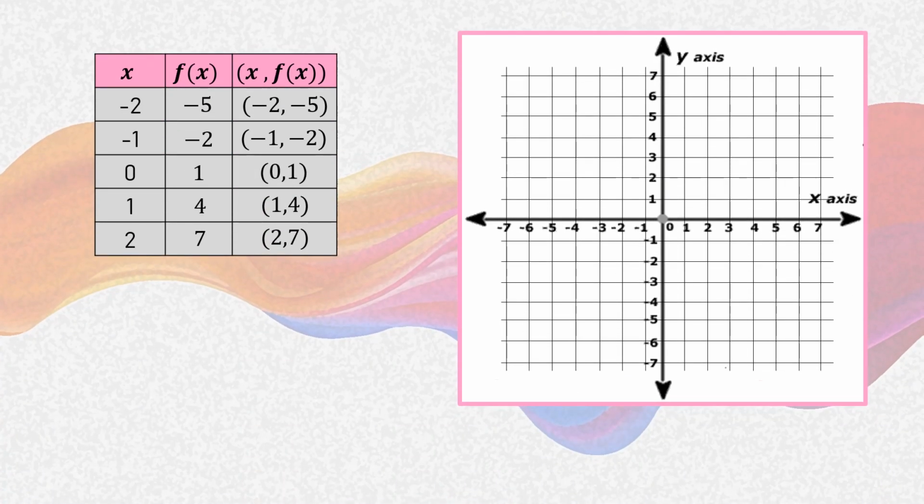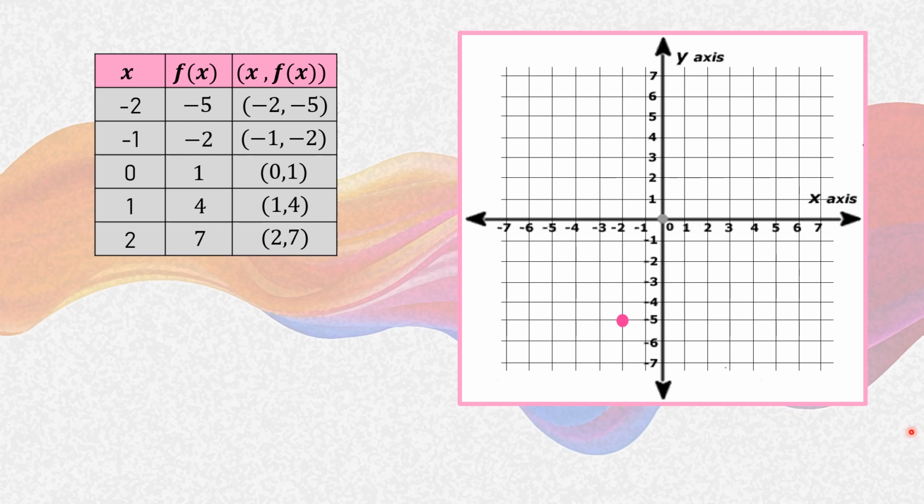Using the points or the ordered pairs, let us plot the points on the given Cartesian coordinate plane. So, simulan natin sa negative 2, negative 5. Negative 2 of x and negative 5 of y. So, that is this point.